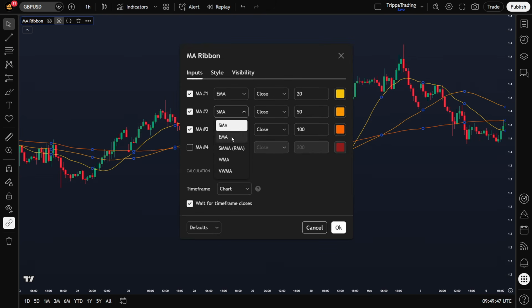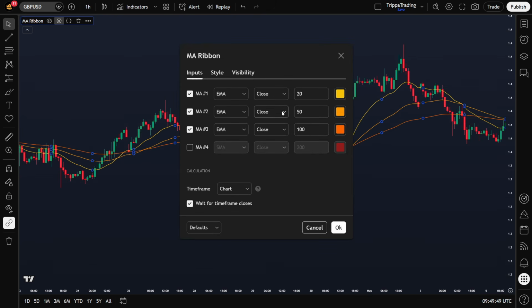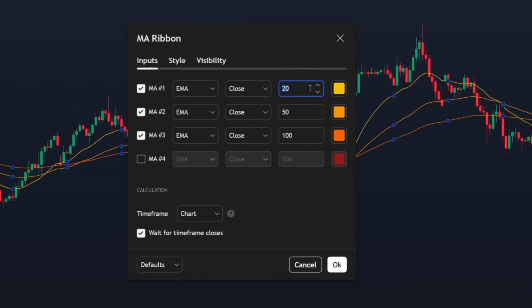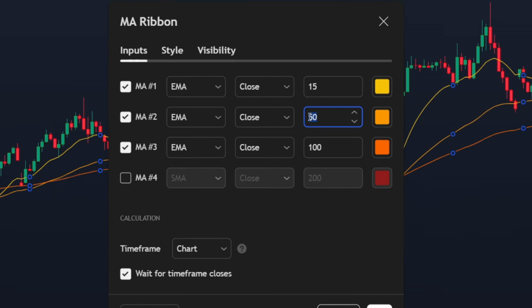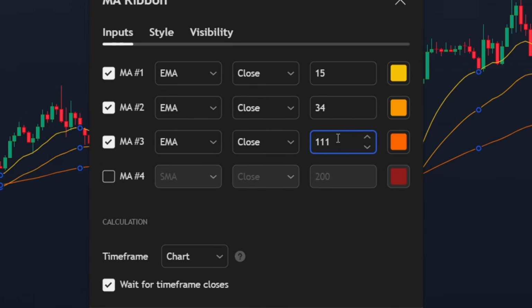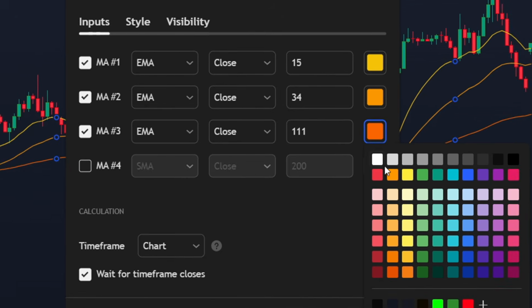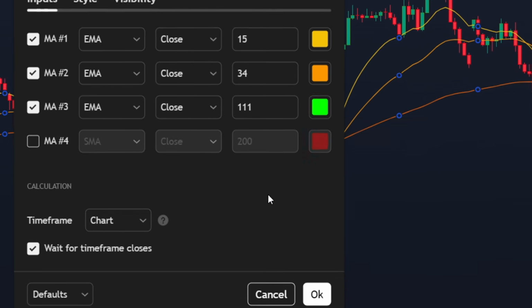Then set the moving average type to EMA. For the first EMA, set the length to 15. For the second EMA, set the length to 34. For the third EMA, set the length to 111. Also, change this EMA color to green from here.